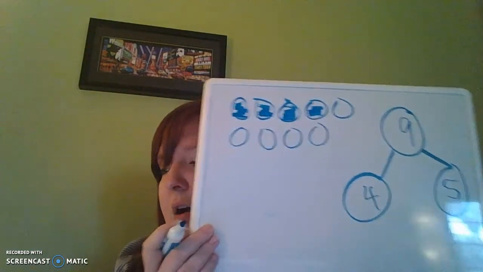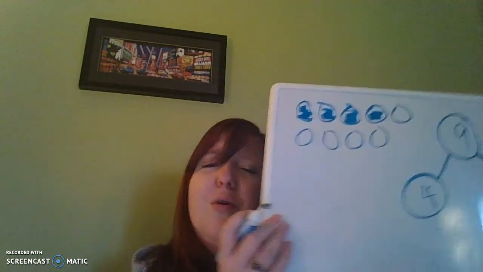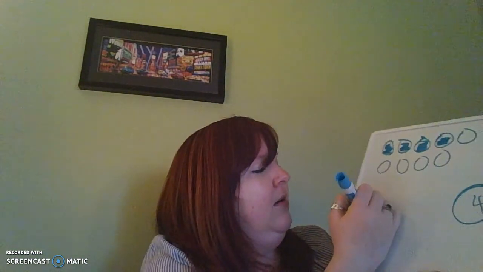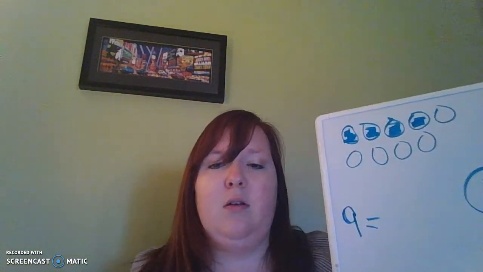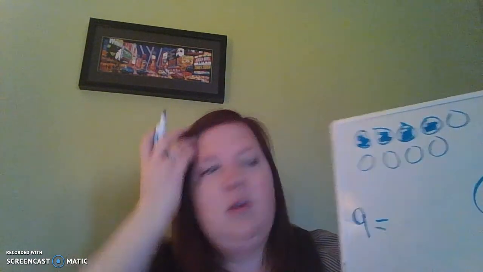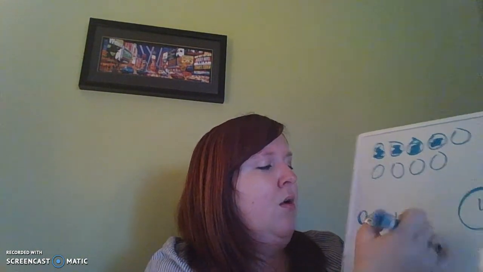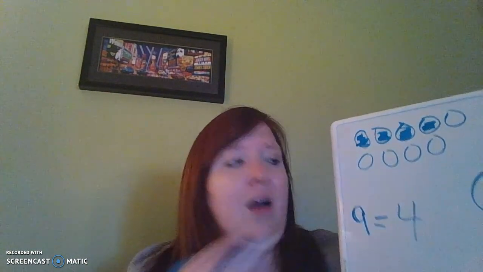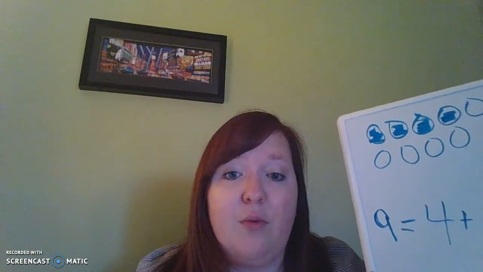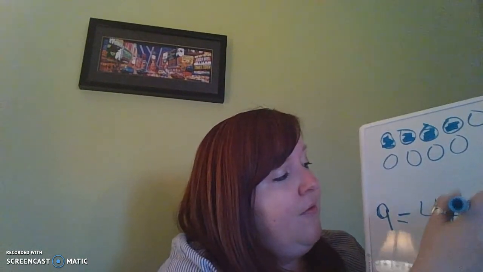Okay, let's do our addition sentence. So we're going to start with our whole again. So we have 9 equals, what do I write next? 4. What sign do I need? A plus sign, an addition sign. 9 equals 4 plus 5. Good job. See if you can think of another way you could have written it. Challenge you to do that at home, okay? All right, let's do another one.